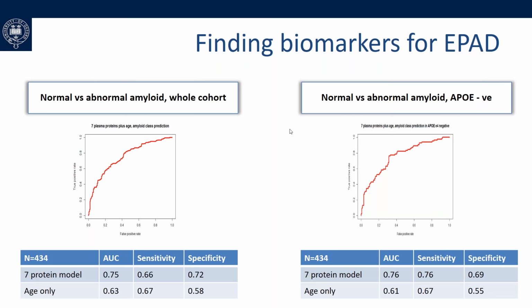Importantly, this wasn't driven by ApoE genotype. We can look in the ApoE negative people and get more or less the same results. So this is gold dust for the pharmaceutical industry. It's exactly the kind of blood-based biomarker that we need, and we're now moving towards trying to put this onto an assay type that would be viable for very, very large studies.